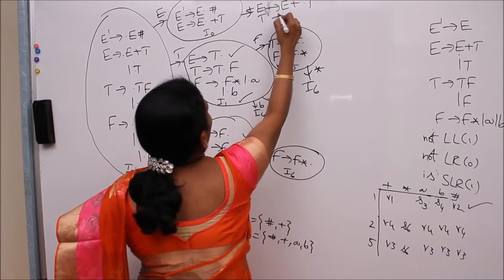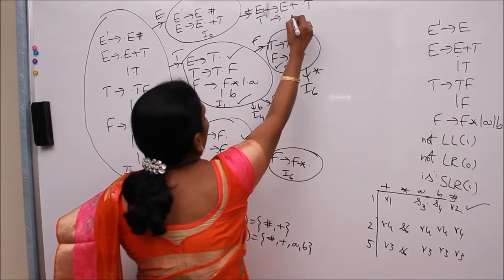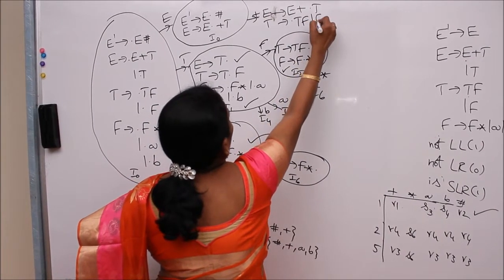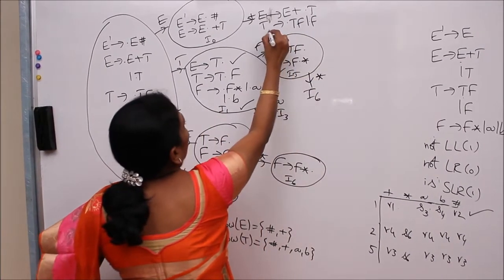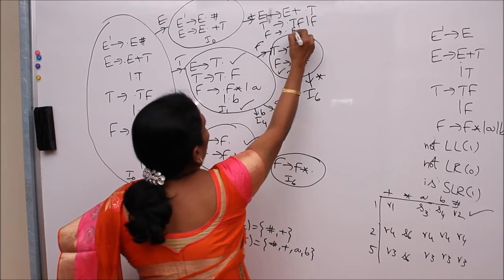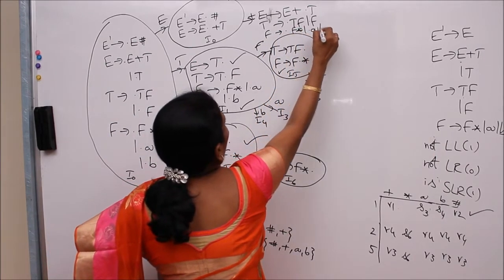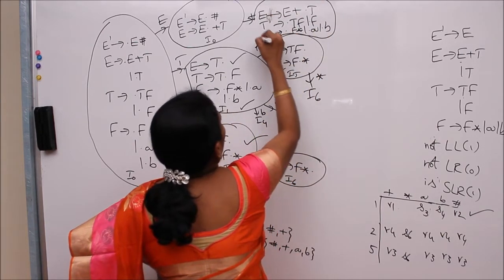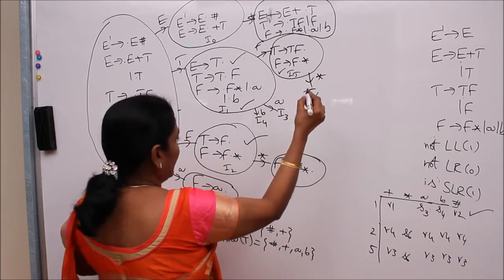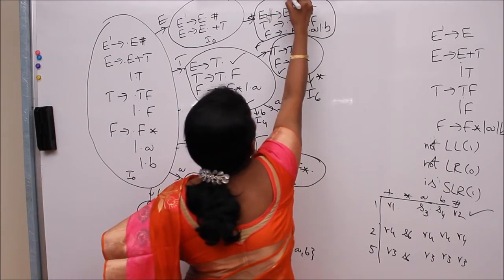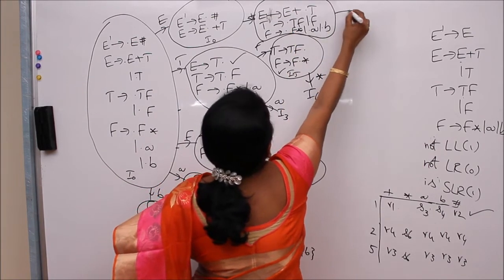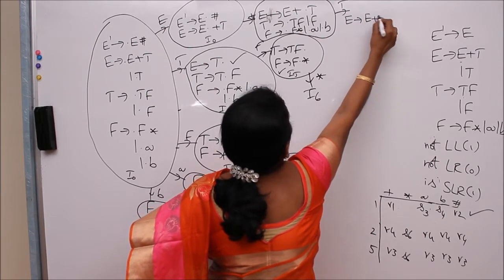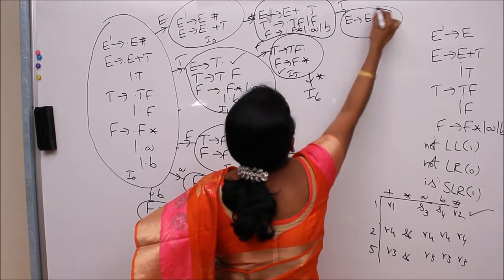And because of T, TF, RF, and for F, dot F star, dot A, dot B. So let this be I7. Now here this one on T is what? E to E plus T dot. Let this be your I8.